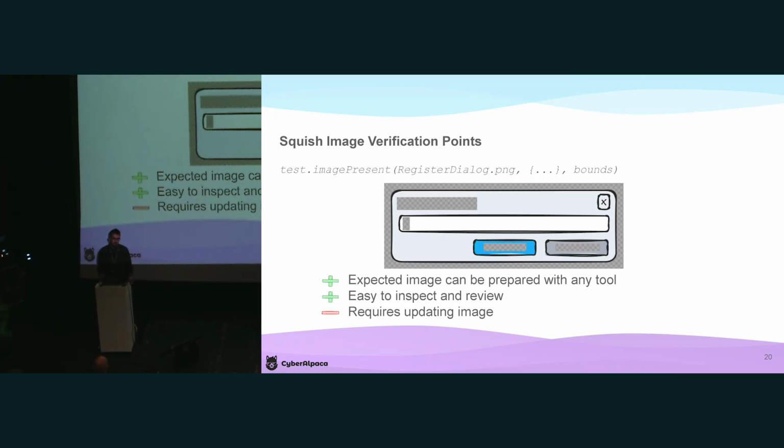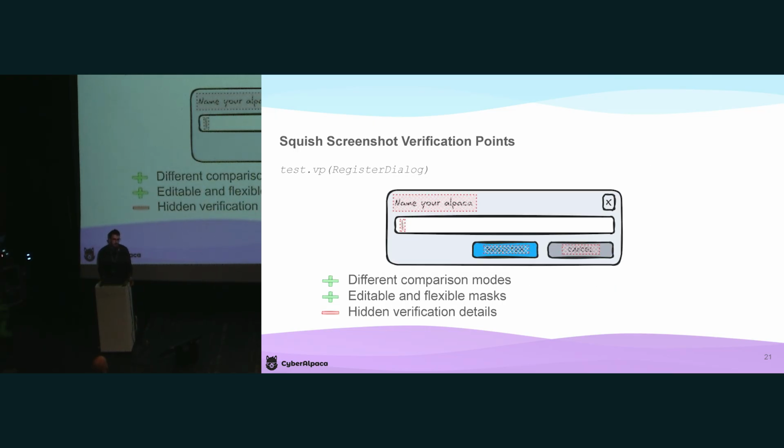These kinds of verifications are really easy to review, right? You just need to open a PNG file and see what is verified there. But they require updating these images often. To be honest, it really depends on whether your application is in the maintenance or early development phase. An alternative way of verifying our layouts is using screenshot verification points.